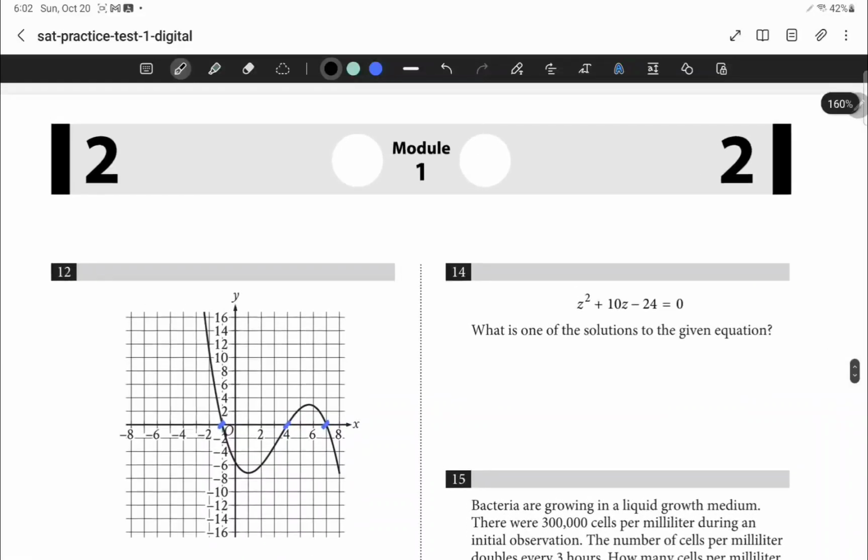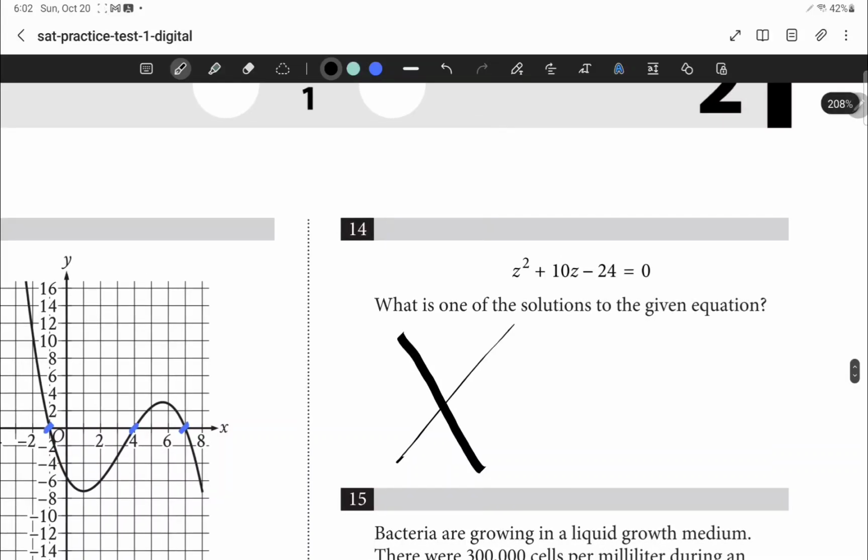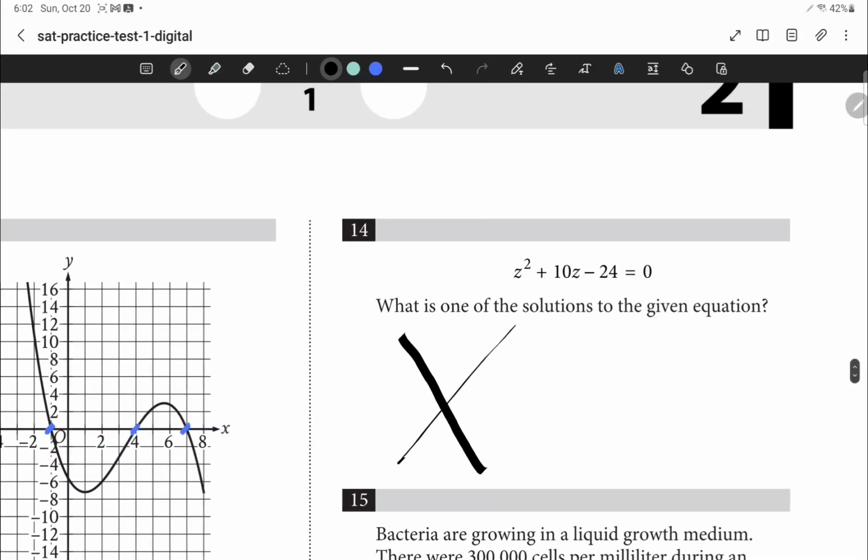All right, so right here, what is one of the solutions given to the equation? Now, I know we haven't covered this, but this is basically trinomials and breaking them into factors. The way that we do this is the X method. A lot of people know how to do this, the X method. I don't really use this one, I just use tables. But let's go with this one because I know the majority of people have done this before.